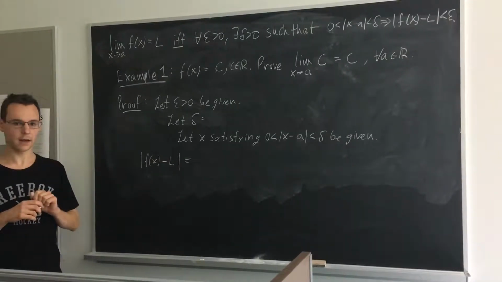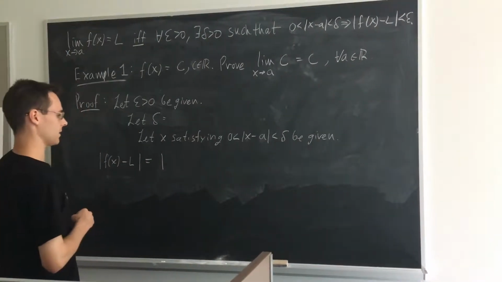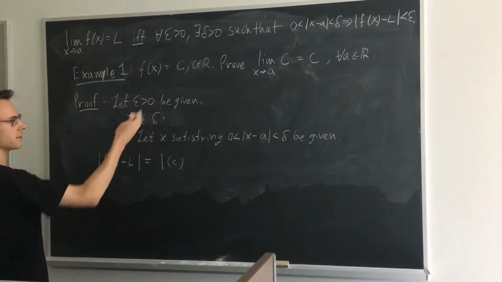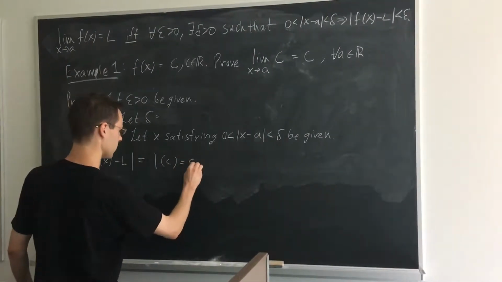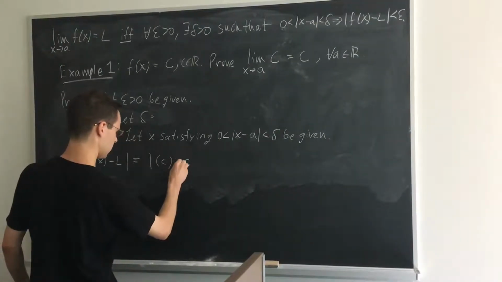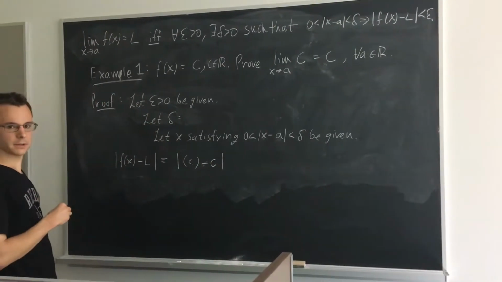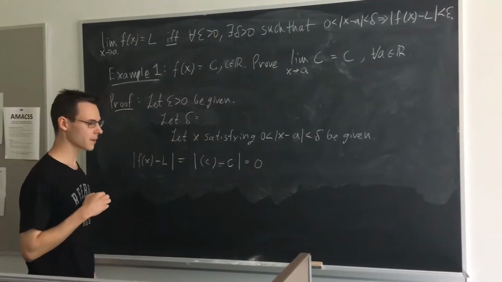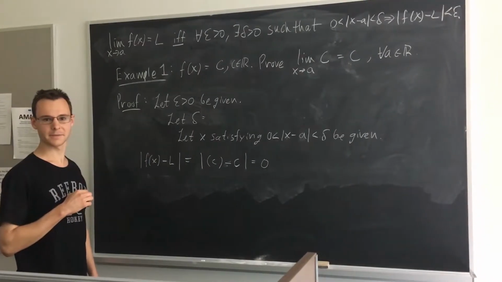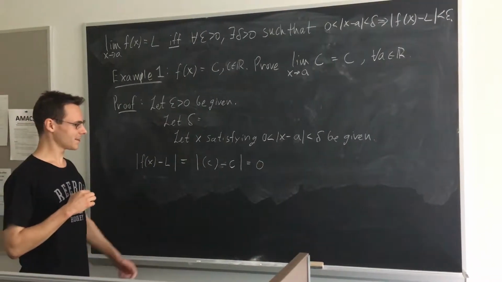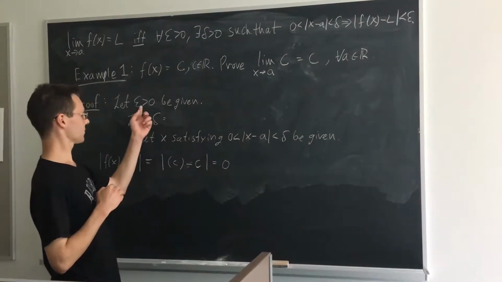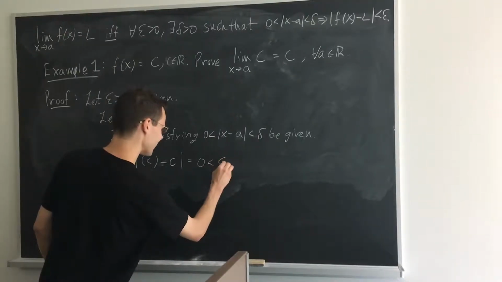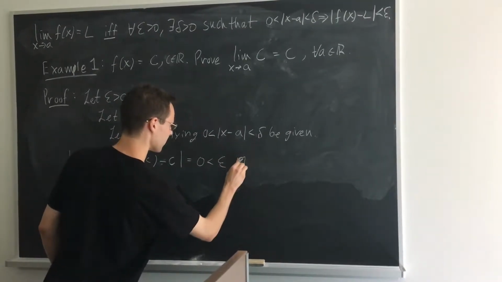Now f of x minus L, what is it in this case? Well, f of x is c, and L is also c, okay? So we have c minus c in absolute values, which equals 0. And we're done. 0 is less than epsilon for any epsilon greater than 0. And that's the end of the proof.